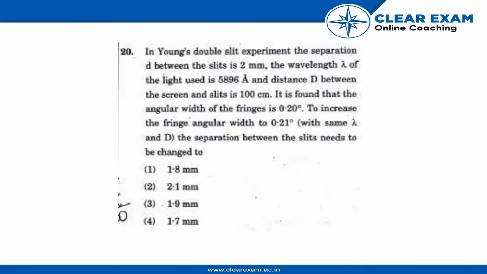Hello everyone, now we are going to do this question, which is: in Young's double slit experiment, the separation d between the slits is 2 mm, the wavelength lambda of the light used is 589 nm, and the distance D between the screen and slits is 100 centimeter. It is found that the angular width of the fringes is 0.20 degree. To increase the fringe angular width to 0.21 degree, the separation between the slits needs to be changed.